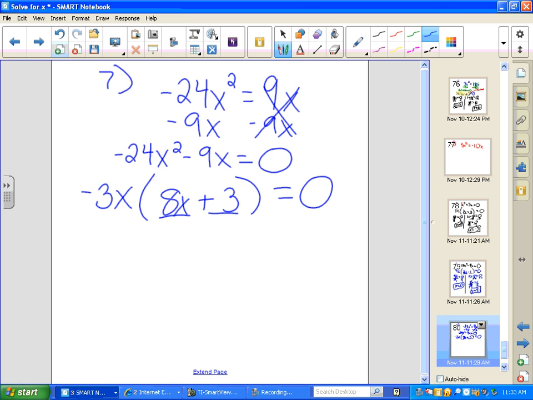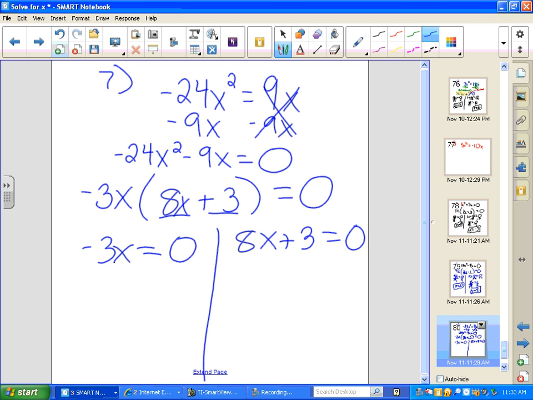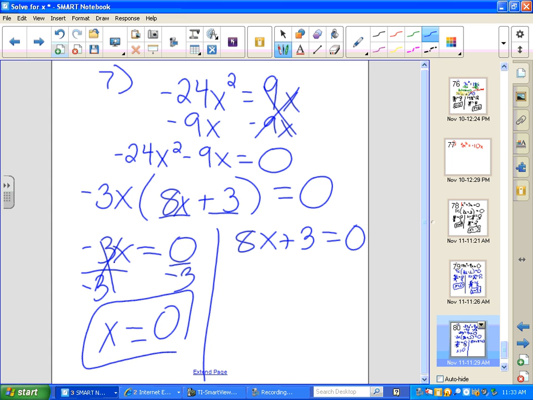Remember, the GCF is negative if the first term is negative. We are now ready to solve. So we are taking each term, we are separating them, we're setting them equal to 0. Landon, how do we get x by itself over here? Divide both sides by -3. So we get x equals 0. Nolan, what's the first thing we have to do to solve this side?